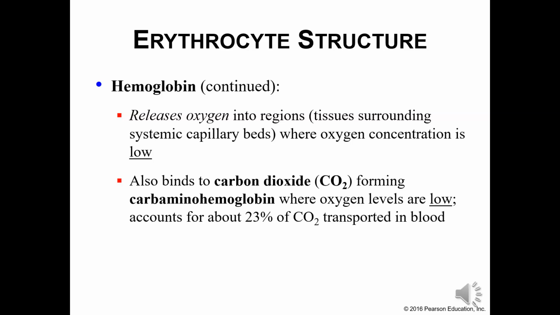Hemoglobin then will release the oxygen into regions where the oxygen concentration is low, like in your body tissues. And hemoglobin can also combine with carbon dioxide, in which case it forms carbaminohemoglobin, and usually does that where the oxygen levels are low. About 23% of your carbon dioxide is actually transported in the blood as carbaminohemoglobin.